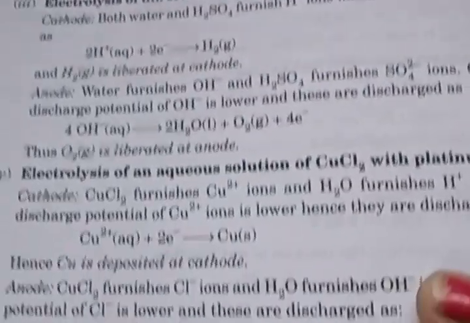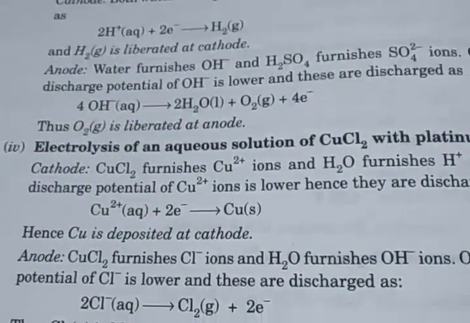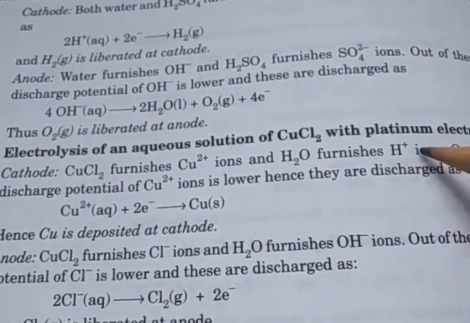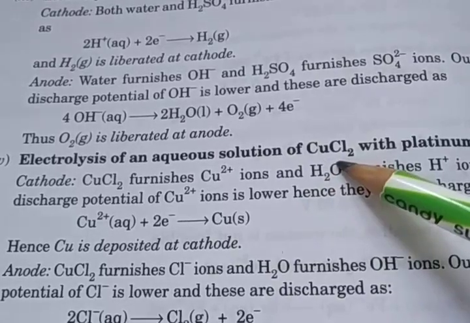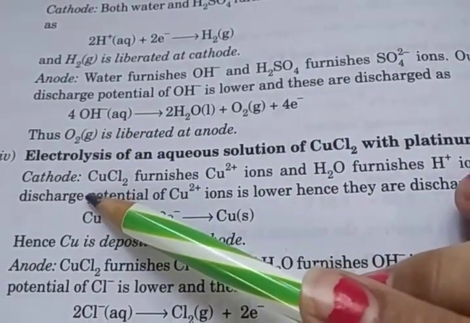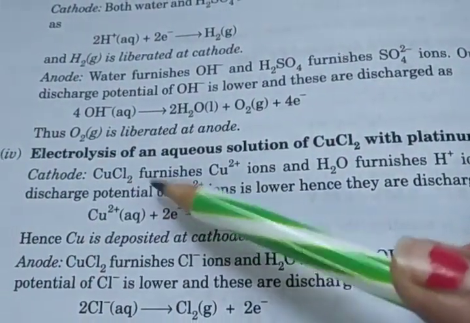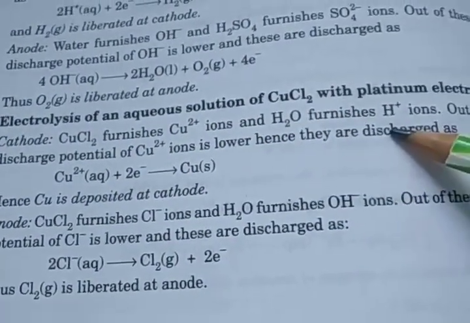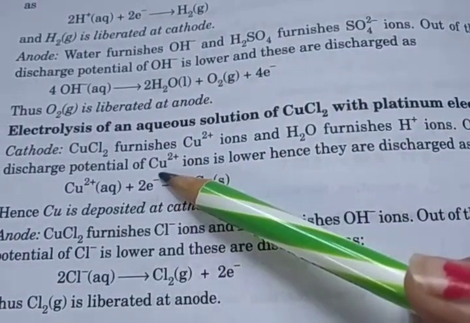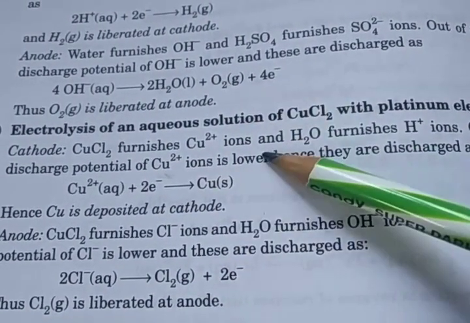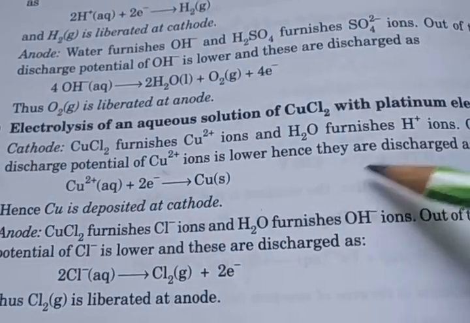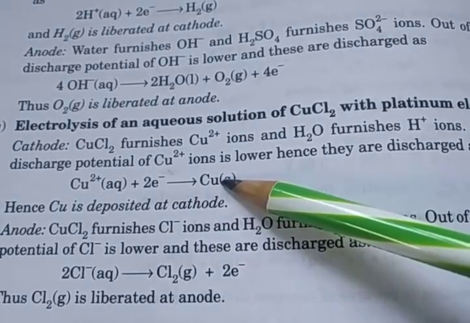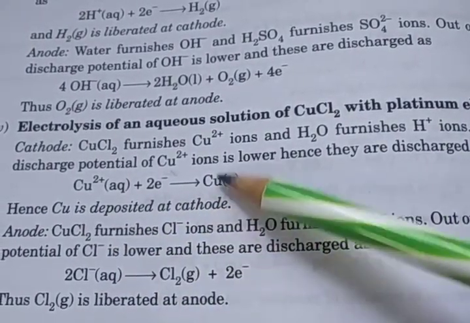Then fourth, electrolysis of an aqueous solution of copper chloride with platinum electrode. So using a platinum electrode, but we take an aqueous solution of CuCl2. First we have to see the cathode. At the cathode, CuCl2 furnishes which ion? Cu2+ ion, and water furnishes H+ ion. But the discharge potential of the Cu2+ ion is lower compared to H+ ion, so they are discharged. Cu2+ gains 2 electrons and converts into copper. So copper is deposited at the cathode.